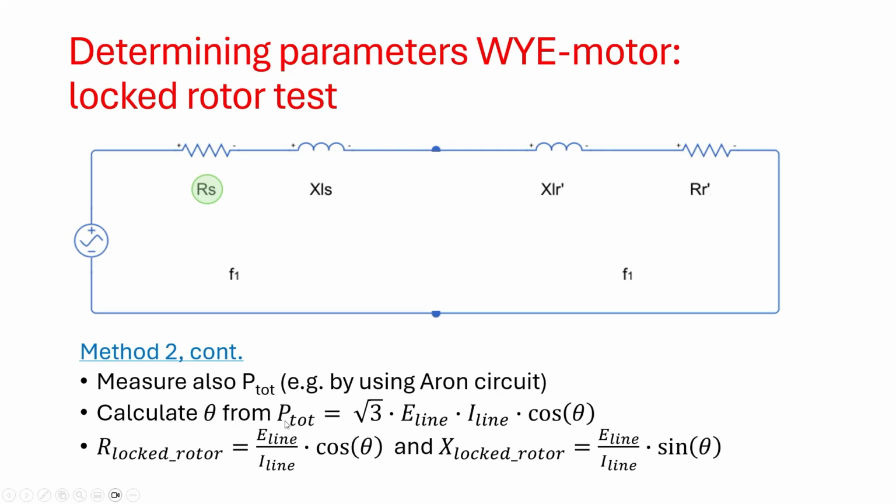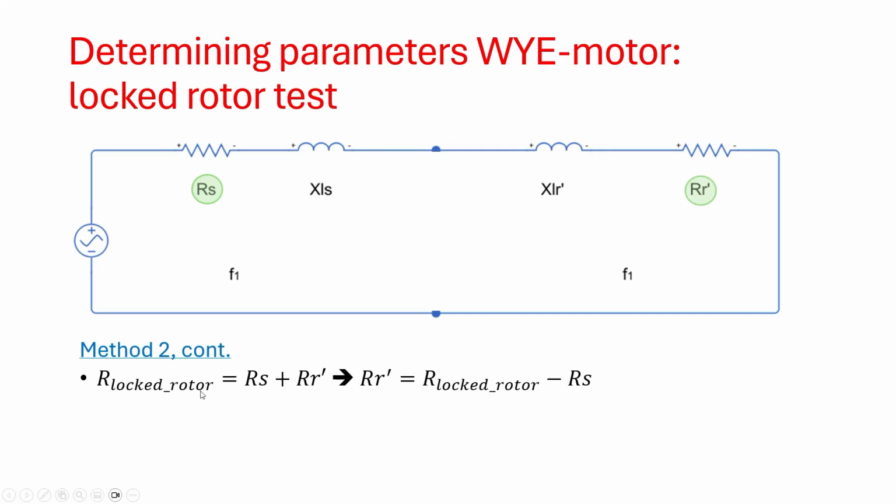That active power is also defined as the square root of 3 times E line times I line times the cosine of theta. Because we measured the line voltage and the line current, we can calculate theta. And now we can say, well, the locked rotor resistance is equal to E line over I line times the cosine of theta. And the total reactance in locked rotor conditions is equal to E line over I line times the sine of theta.